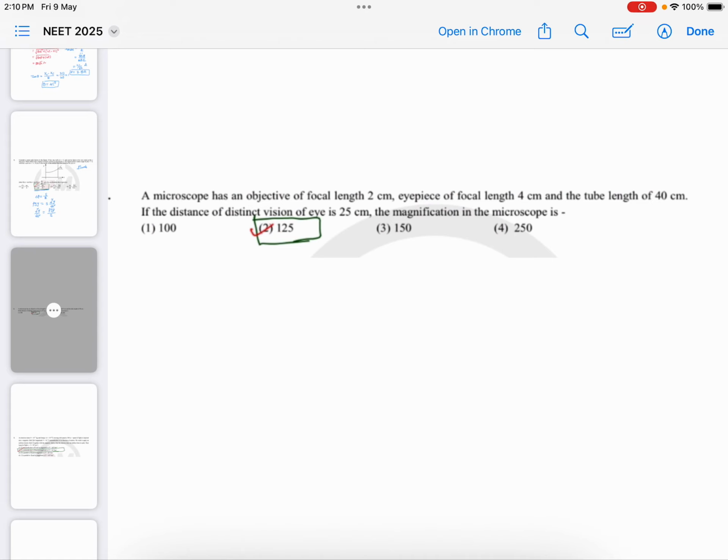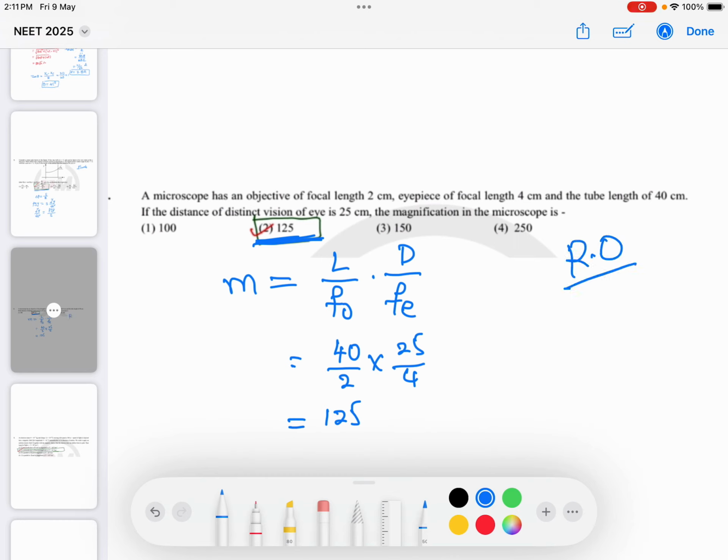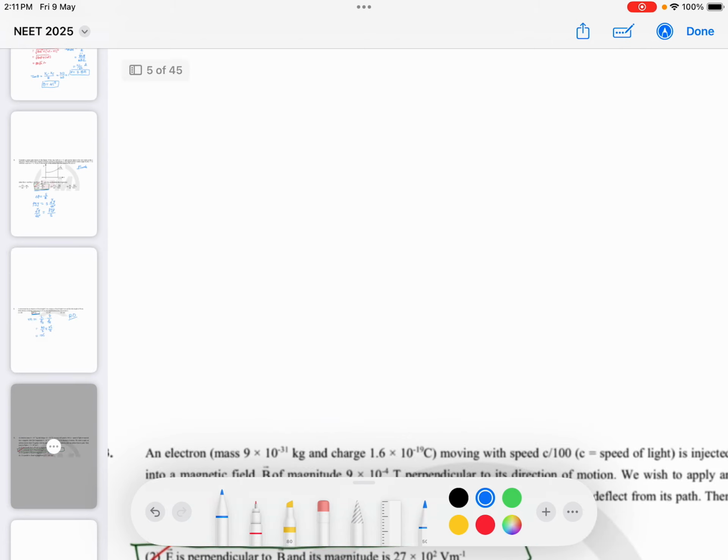The magnification of the microscope: small m can be written as length of the microscope divided by objective focal length, into least distance of vision by eyepiece focal length. So all are given, which is equal to 40 by 2, and least distance of distinct vision 25, eyepiece focal length is given as 4. So your answer goes to 125. That is option number 2, which belongs to ray optics, particularly optical instruments. And next question.